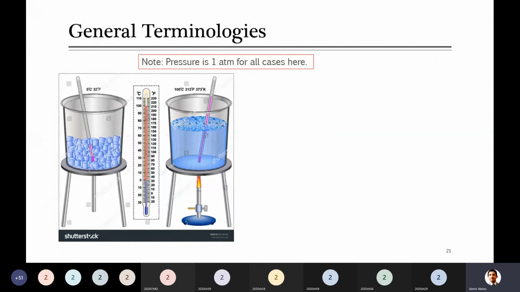Look at these few examples here. You have 1 atmospheric pressure. At this 1 atmospheric pressure, in the first beaker, you can see that there are ice cubes. Can you locate these?